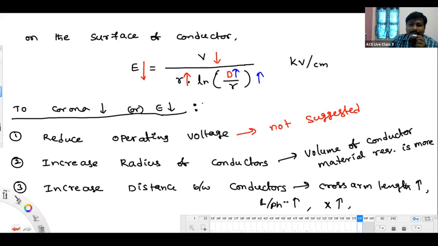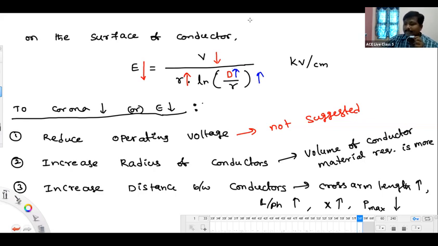If the reactance value is increasing, obviously the maximum power transfer capacity decreases. Maximum power transfer capacity is going to be reduced, because you know the formula for P maximum: Vs into Vr by X. If the X value is increasing, definitely the maximum power transfer capacity is going to be reduced. So these are various disadvantages we get from increasing the distance between the conductors. Is it suggestible now? No, it is also not suggestible. All of you getting my words?